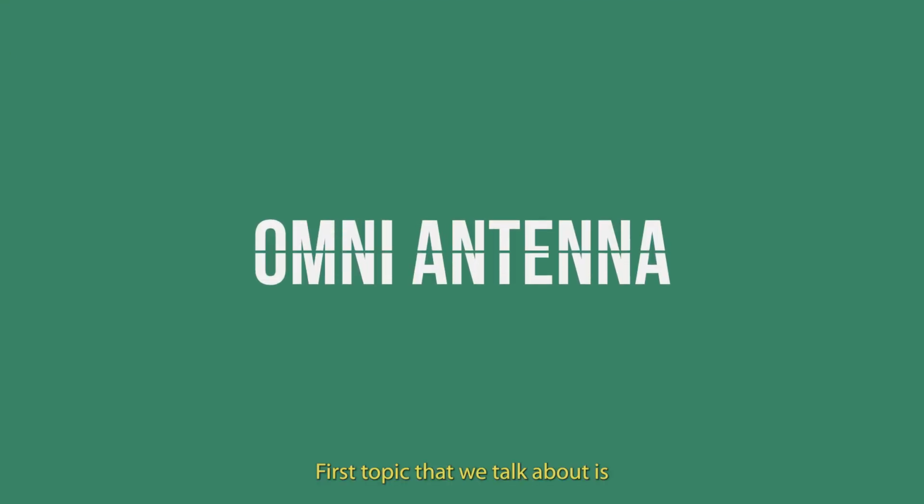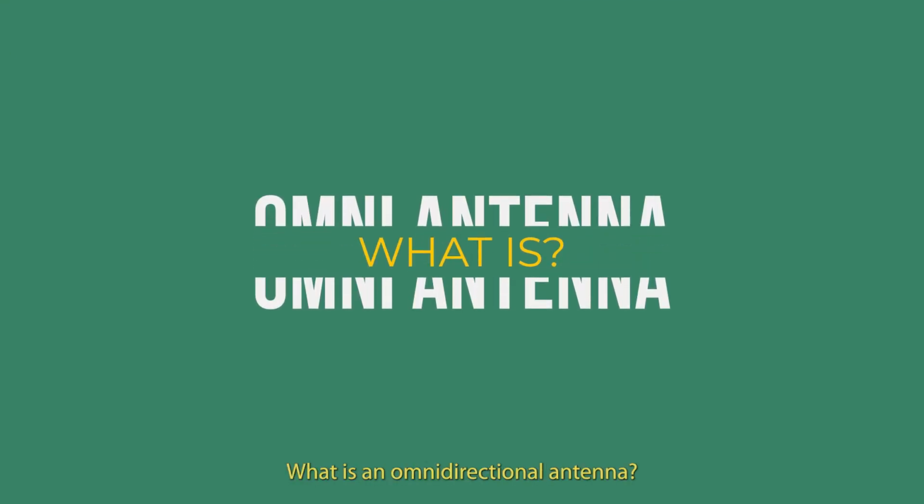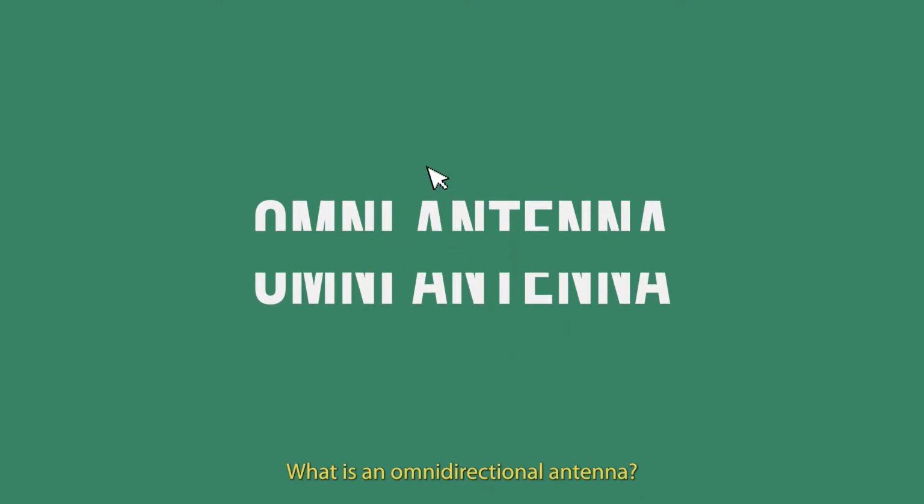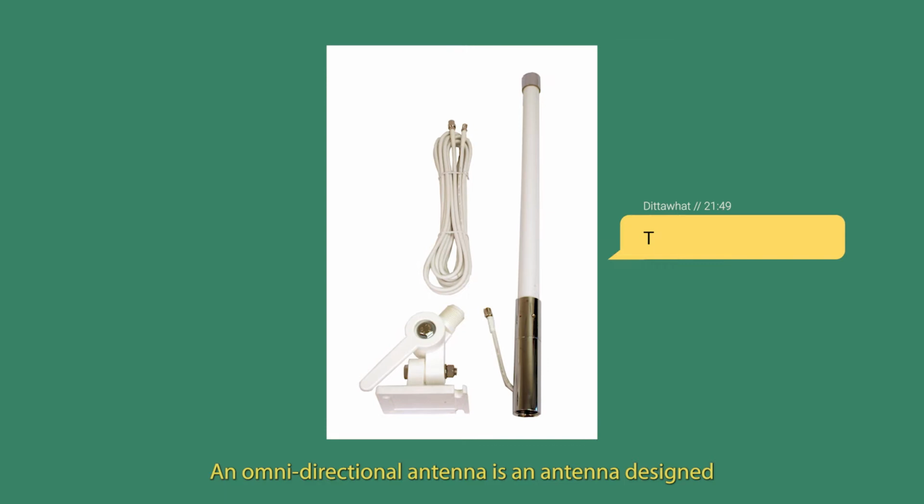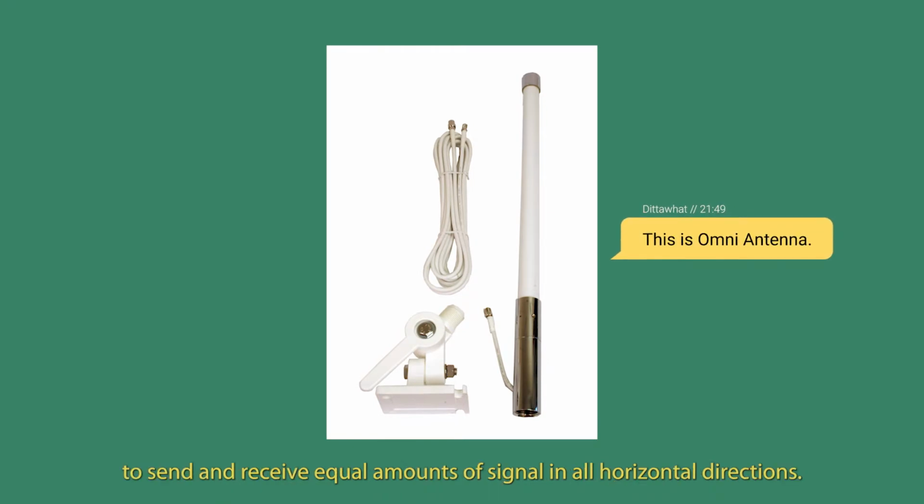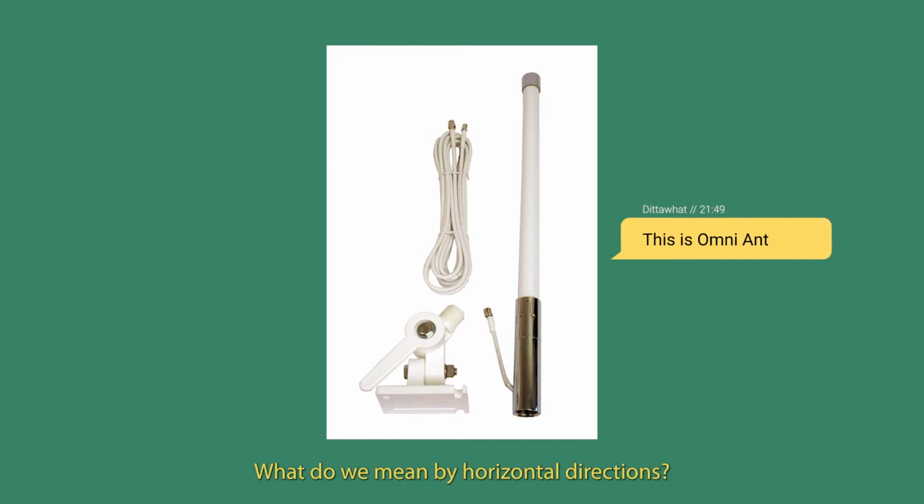First topic that we talk about is: what is an omnidirectional antenna? An omnidirectional antenna is an antenna designed to send and receive an equal amount of signal in all horizontal directions. What do we mean by horizontal directions?